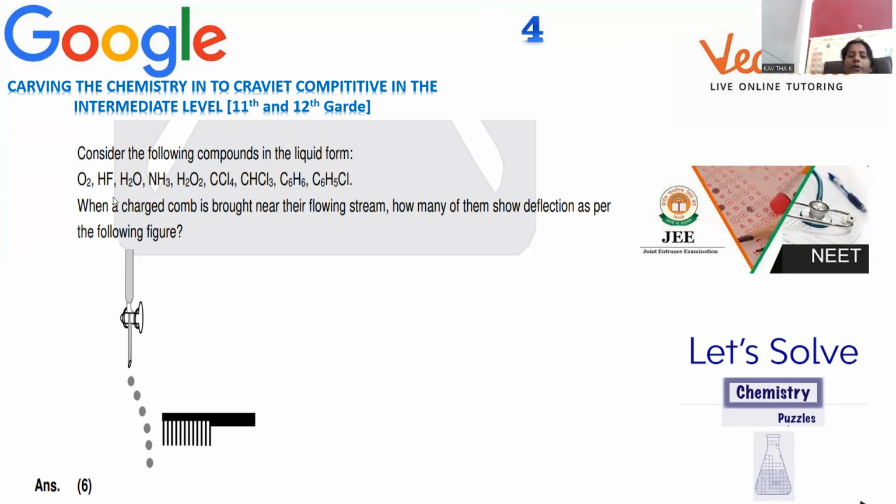So whenever the compound is non-polar, it will fall down without any kind of deviation. They're asking how many molecules mentioned above will have this kind of deflection. Such a deviation you can notice. Among these, 6 molecules are exhibiting such a deviation. Let's see how we can explain this.